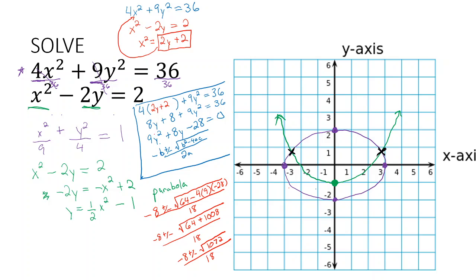So it's actually 4 square roots of 67. So our answer could be negative 8 plus or minus 4 square roots of 67 all over 18, which is all divisible by 2. So it would be negative 4 plus or minus 2 square roots of 67 over 9. Those would be the answers. That's the coordinates of that and that for x.